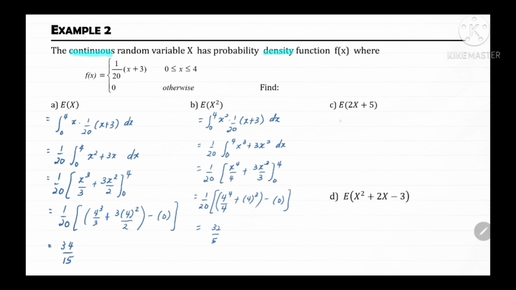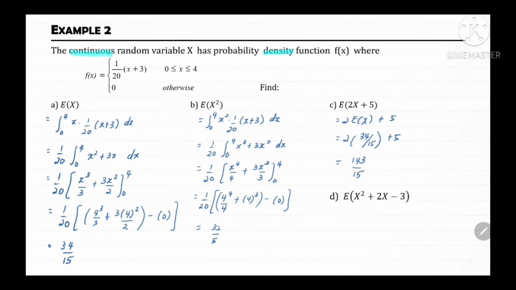C, expectation of 2x plus 5. So equal to 2E(x) plus 5. 2E(x) is 2 times 34 over 15, plus 5, equal to 143 divided by 15.